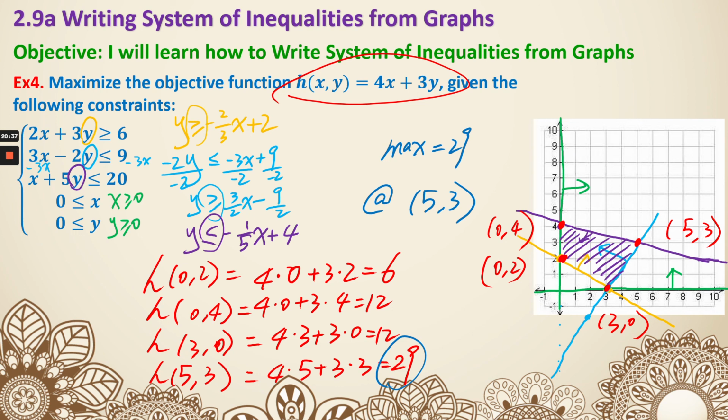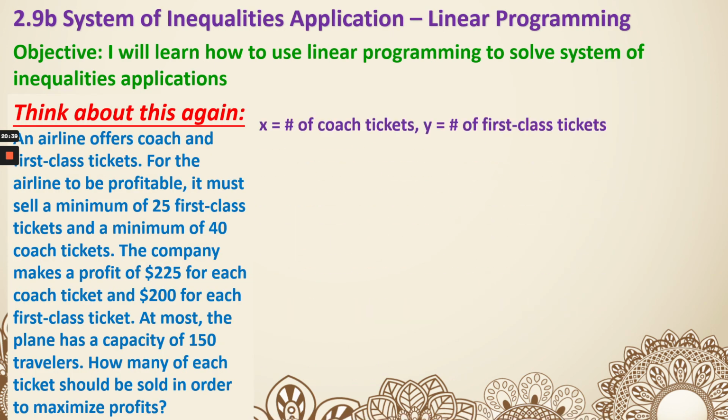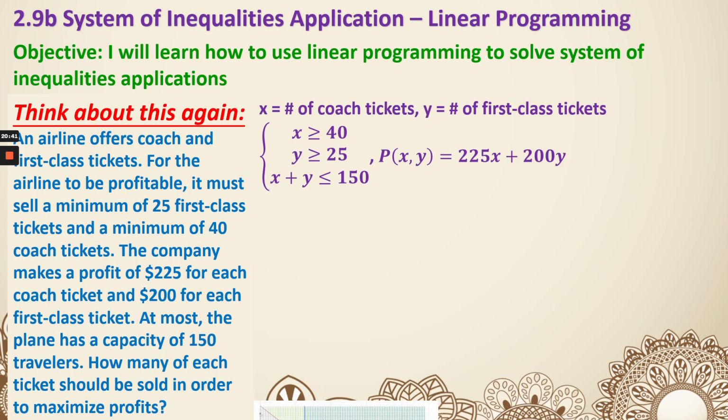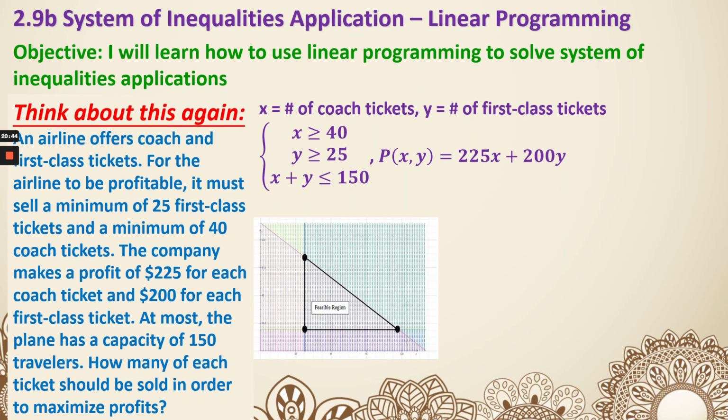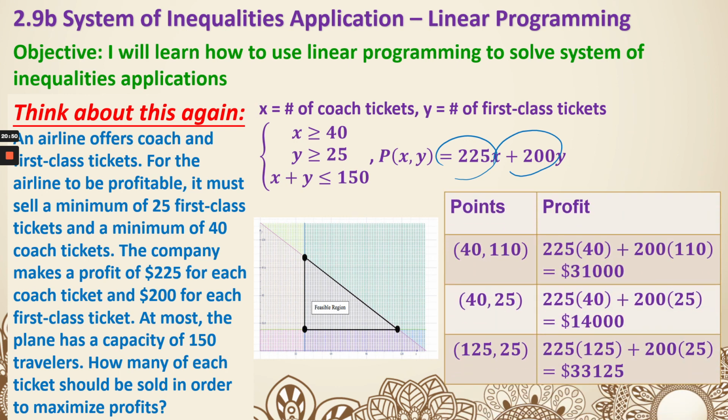Lastly, if you're curious about the plane question, I have all the solution right here that you can have a look. Of course, this graph is going to be a bit hard to see because, well, we have some pretty big numbers like 225 and 200. But as you can see, it actually works out the same way. And having 125 coach tickets and 25 first class tickets is going to be the most profitable with that much money brought in.